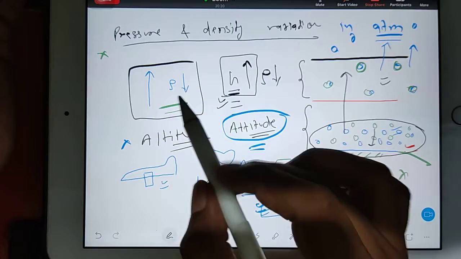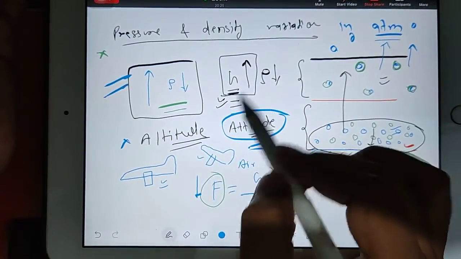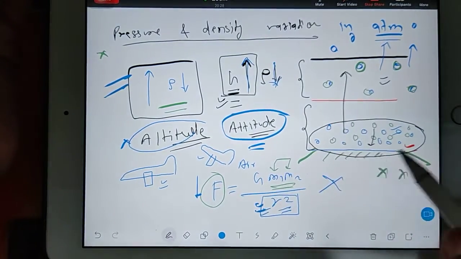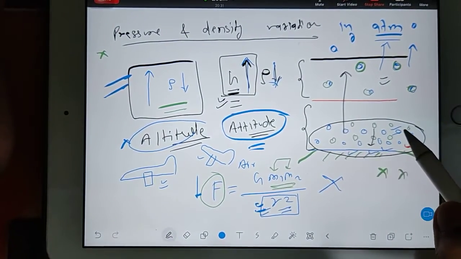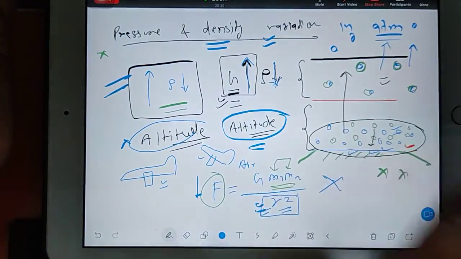Now, one thing you have to consider for granted. When altitude will increase, density will decrease. And the logic is the attraction force.